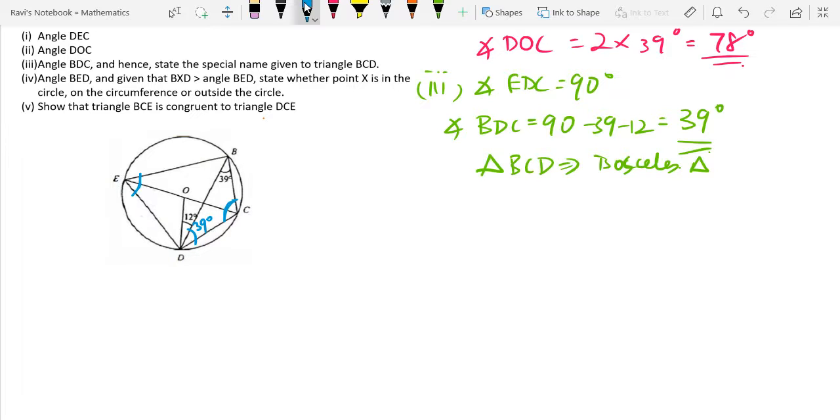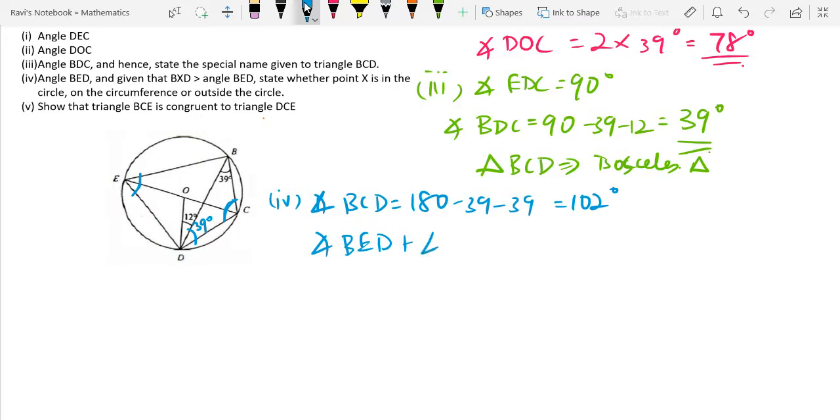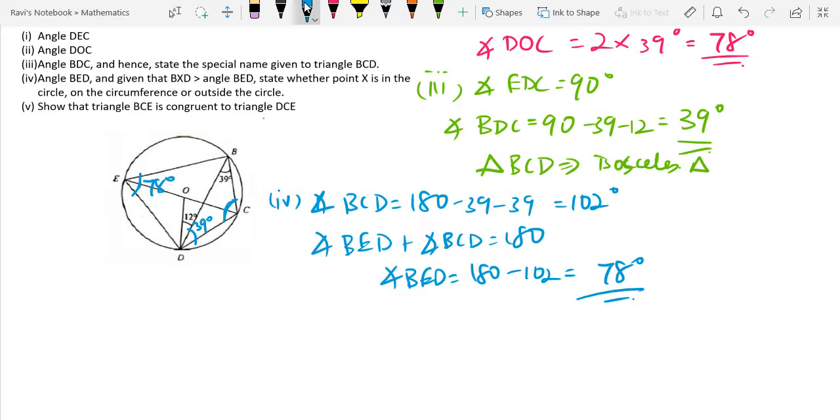Alright, so in that case, angle BCD is equal to 180 minus 39 minus 39, which is equal to 102 degrees. And we know that angle BED plus angle BCD is equal to 180 degrees. So angle BED is equal to 180 minus 102, which is equal to 78 degrees. Okay, so this is 78 degrees.